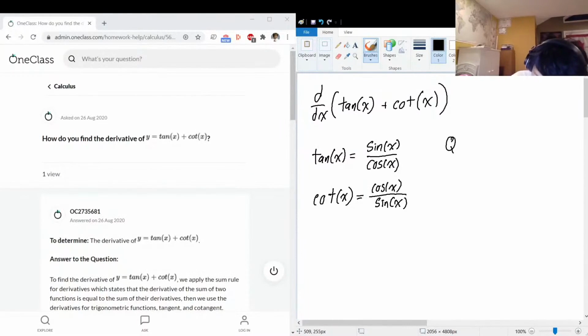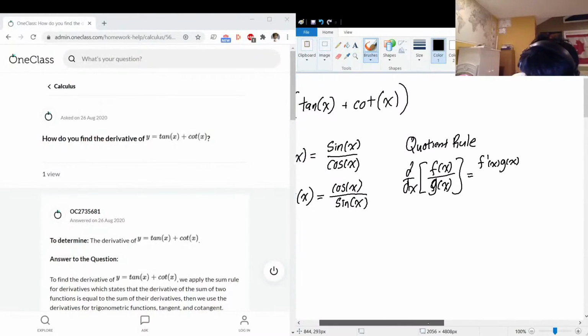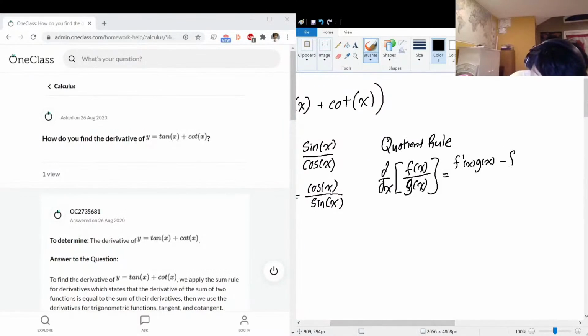So let's write out the quotient rule. d over dx of some function divided by some other function is equal to the derivative of the top multiplied by the natural bottom, minus the natural top times the derivative of the bottom, all over the bottom squared.